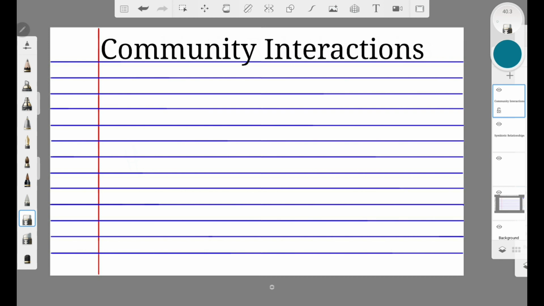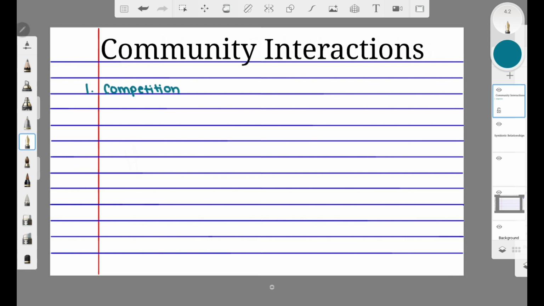So let's get started. When we see a community of different species of organisms, there are many interactions that go on, and we're going to be going over the different interactions today.